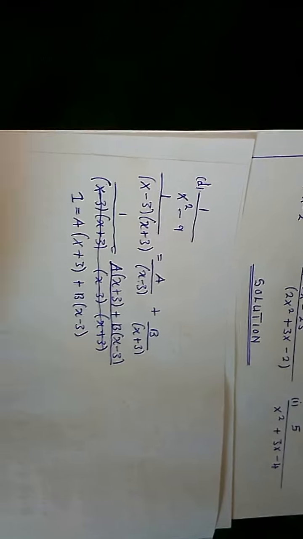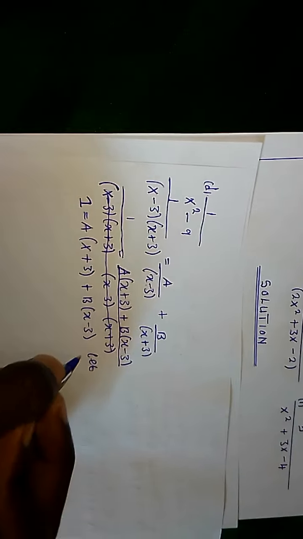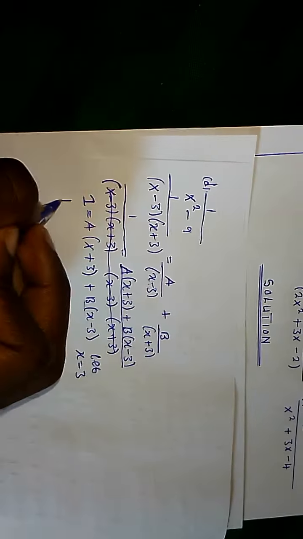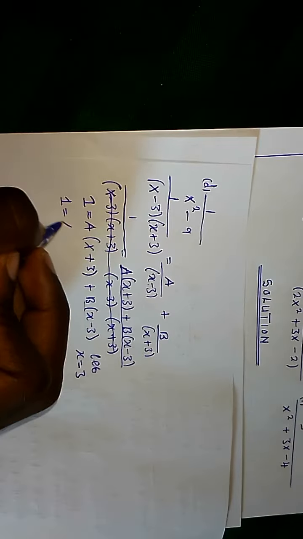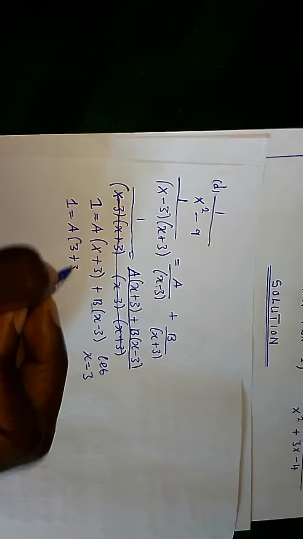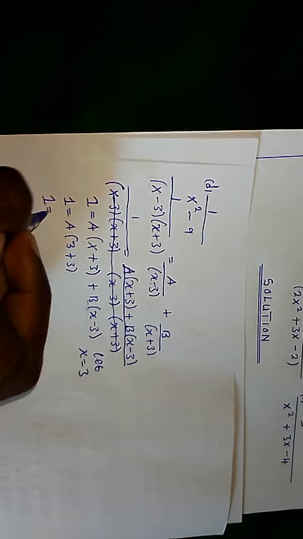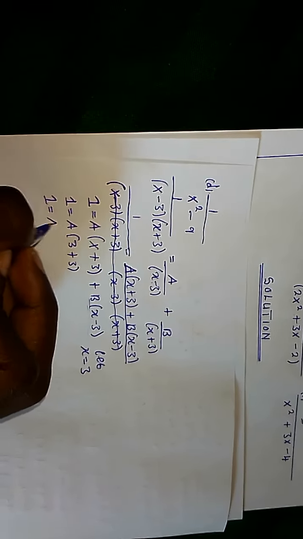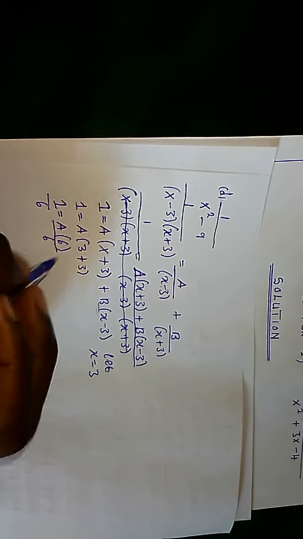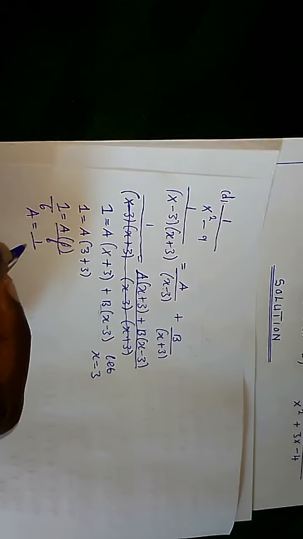Okay, from here we know that if we let x equal to 3, then we have cancelled out this one, so we remain with 1 equal to a, where there is x, I'll replace with 3, plus 3. The b term will become 0, so I'll leave it out. 1 equal to a times 6. This is going to be a equal to 1 over 6.